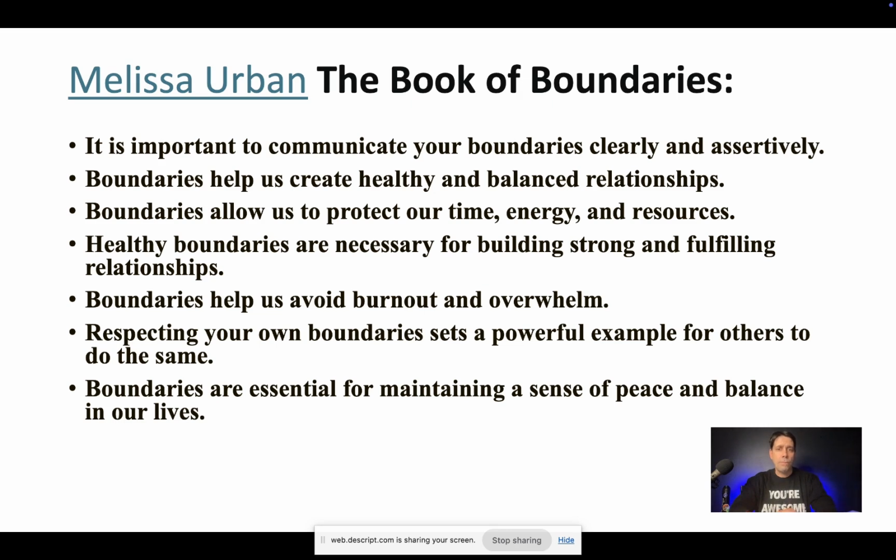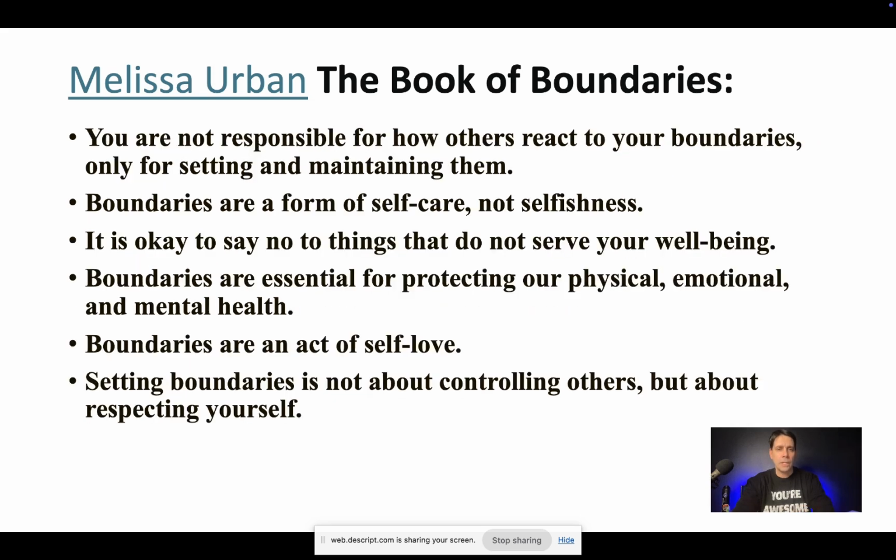Boundaries help us avoid burnout and overwhelm. Respecting your boundaries sets a powerful example for others to do the same. Boundaries are essential for maintaining a sense of peace and balance in our lives. You are not responsible for how others react to your boundaries, only for setting and maintaining them. Boundaries are a form of self-care, not selfishness. It is okay to say no to things that do not serve your well-being.